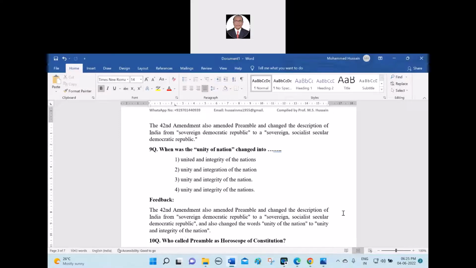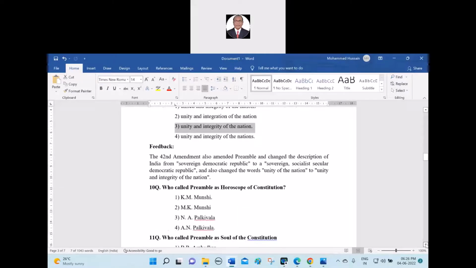The 42nd Amendment amended the preamble and changed the description of India from, I quote, sovereign democratic republic, I unquote, to, I quote, sovereign socialist secular democratic republic, and also changed the words unity of the nation to unity and integrity of the nation. Third is the right answer. This is the right answer, which I highlighted. Okay, say yes.